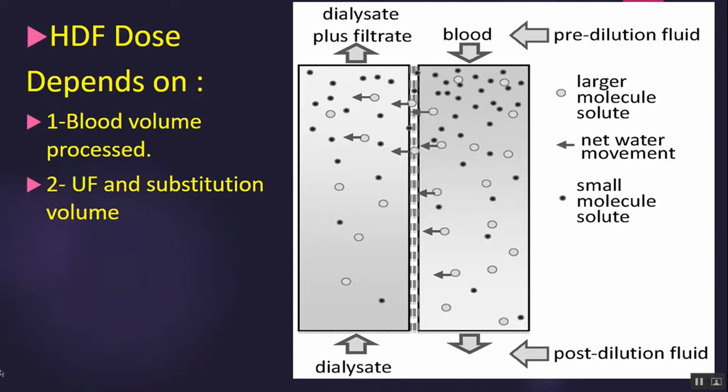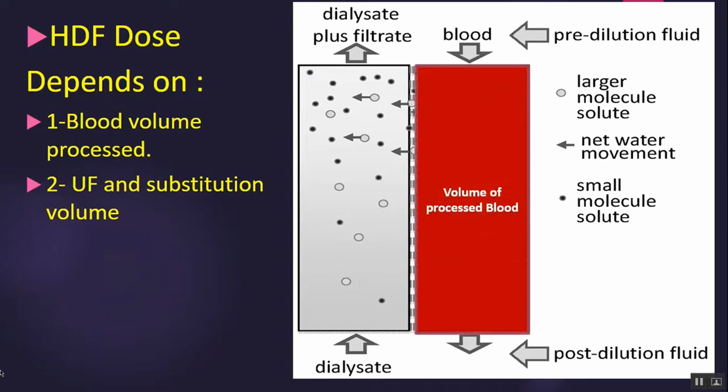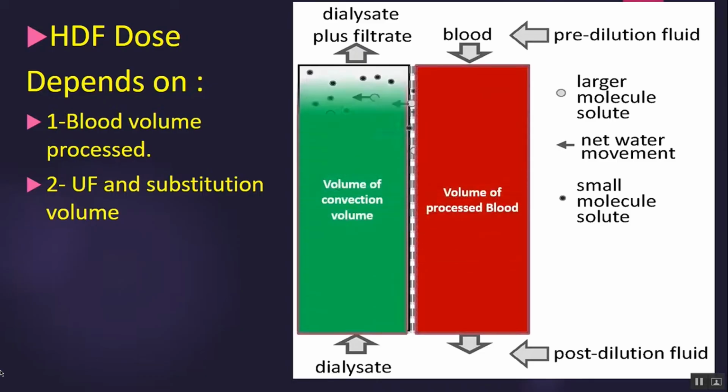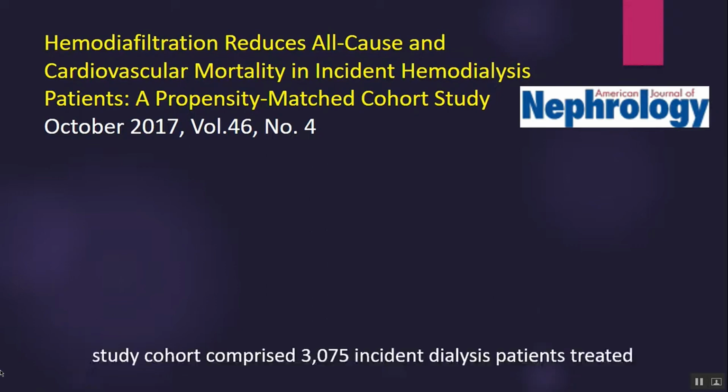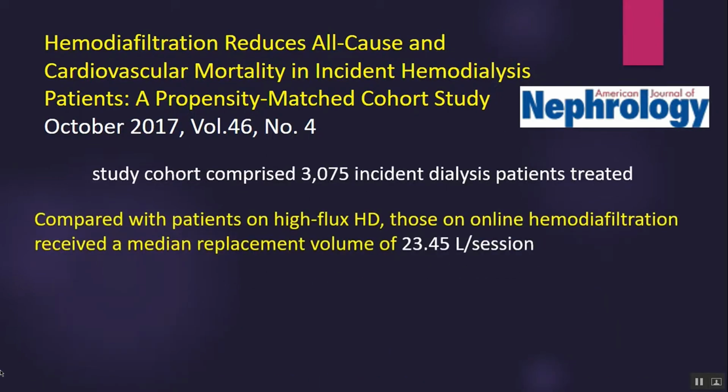In HDF, the dose depends on blood volume processed and ultrafiltration and substitution volume. The more blood volume and the more substitution, the more effective the hemodiafiltration. It has been recommended that the dose of hemodiafiltration should be around 23 liters per session.